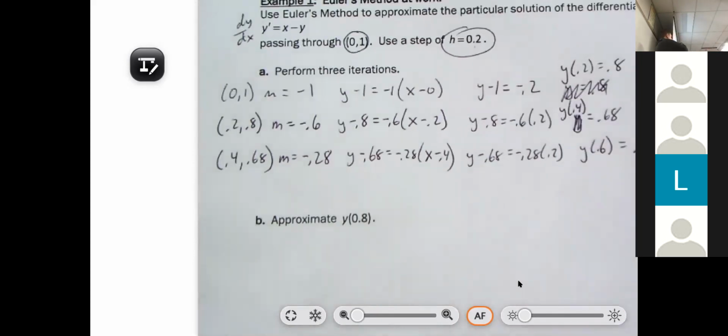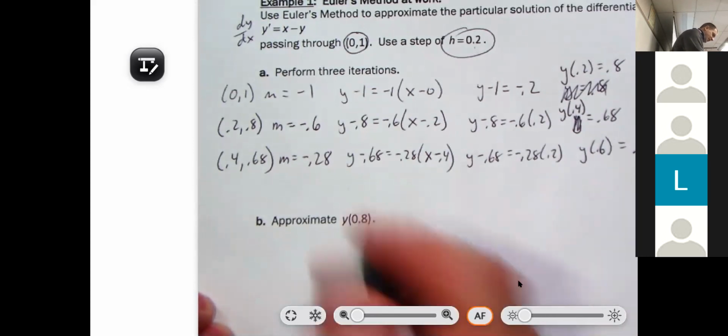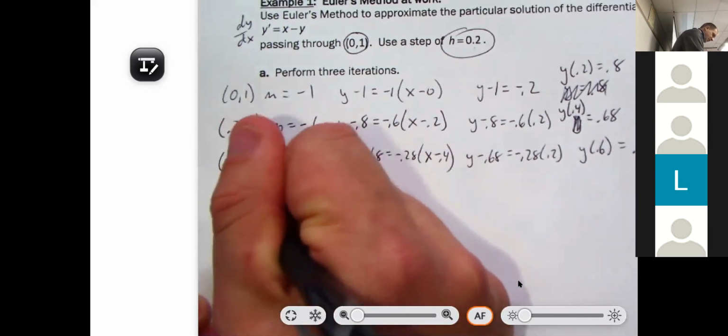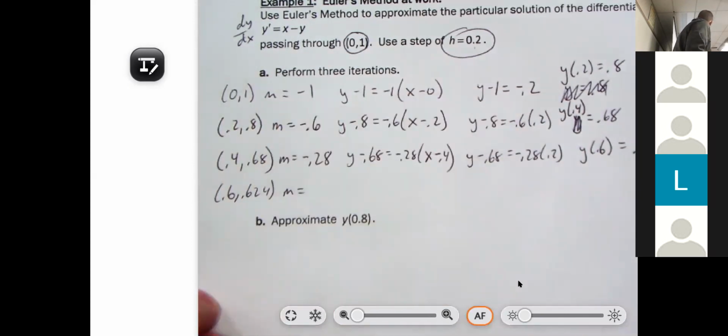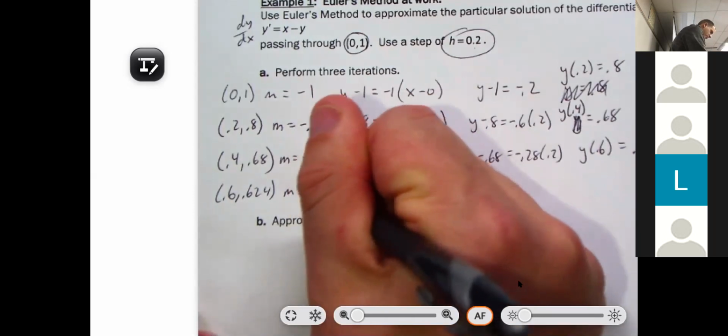Then the last time we do it will be the answer to our question. We're trying to figure out what y of 0.8 is. So the next one will answer part B. So now we're at 0.6, 0.624. Find the new slope there. Negative 0.024.